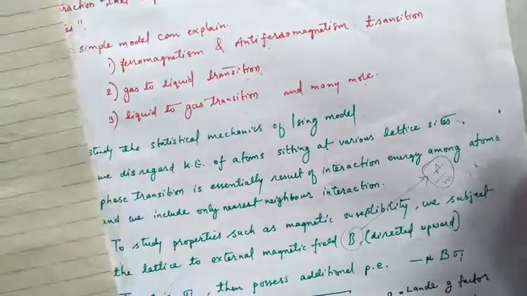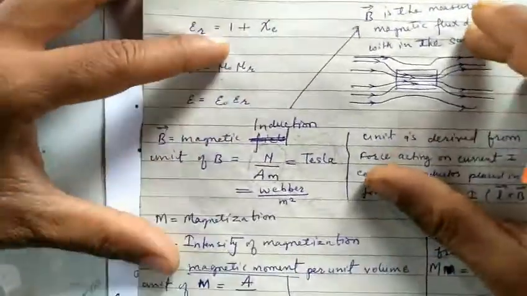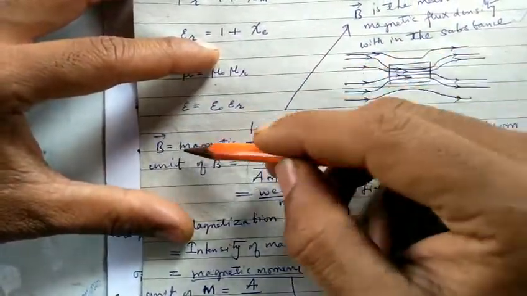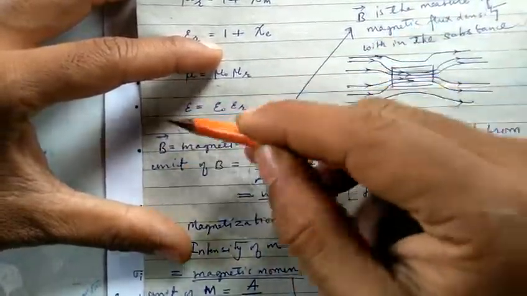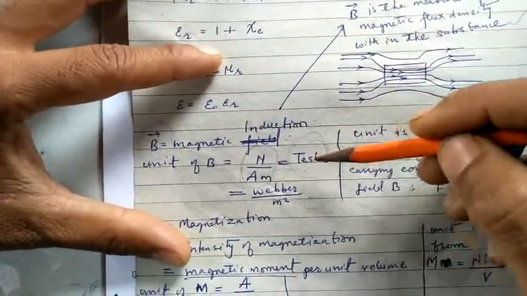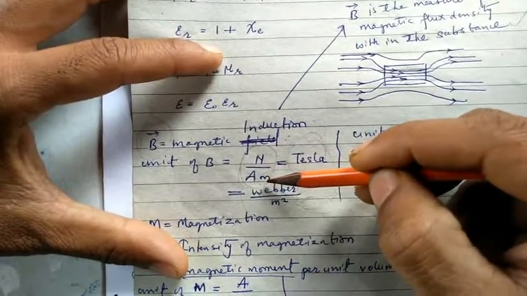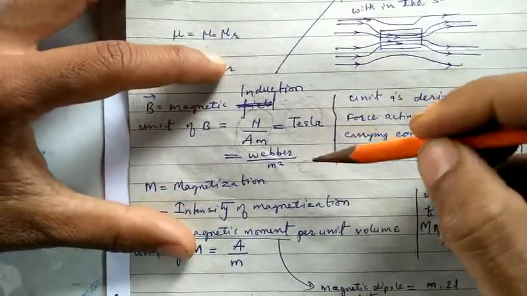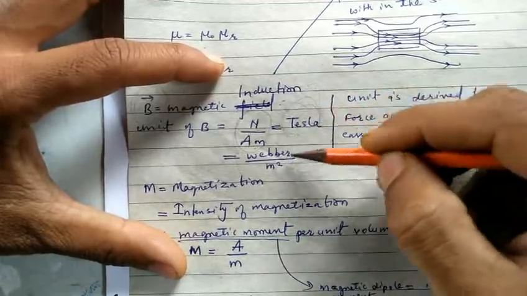Now let me also tell you what the magnetic induction is. The magnetic induction also has the notation B. The unit of magnetic induction is quite different from the magnetic field: it is Newton per ampere per meter, which is called Tesla in SI units, and its unit is also given as Weber per meter square. You can keep this in mind.